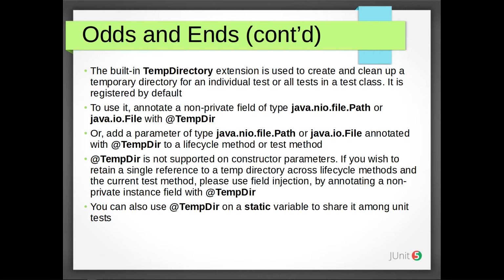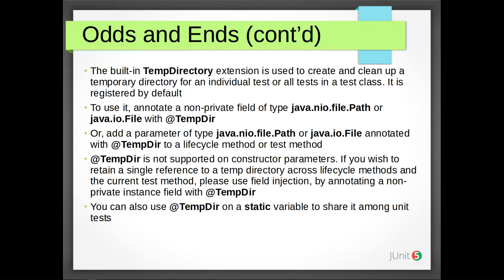Additionally, the built-in temp directory extension is used to create and clean up a temporary directory for an individual test or all tests in a test class. It is registered by default. To use it, annotate a non-private field of type java.nio.file.Path or java.io.File with @TempDir. And if you recall, we covered this in lecture 4, but it never really made it into any of the labs or into other content.